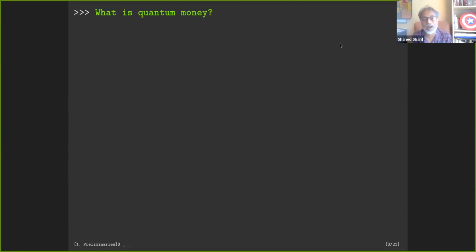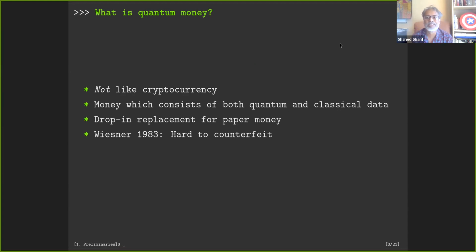So first of all, let me talk about what quantum money is. Because cryptocurrency sucks a lot of the oxygen out of the room, what springs to mind for a lot of people is the kind of functionality that cryptocurrency provides. But quantum money is a totally separate object. Concretely, it's money which consists of both quantum and classical data. But really, you want to think of it as a drop-in replacement for paper money, not as some kind of digital money that has some sort of privacy guarantees.